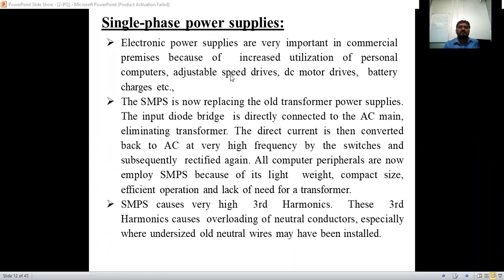So the single phase power supplies. All the people who are going to use computers, laptops and all these things. For computers and laptops, you are going to use single phase or three phase supply.